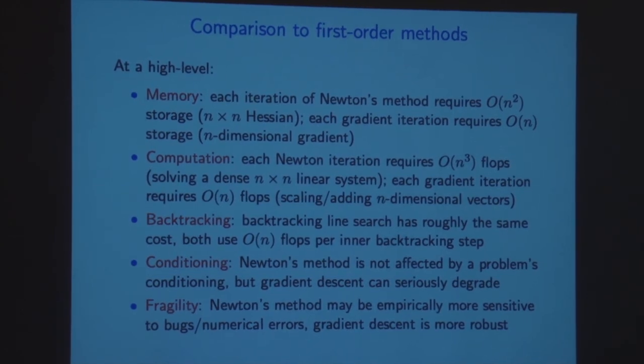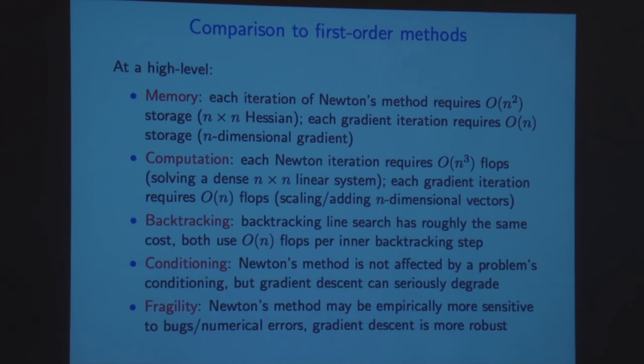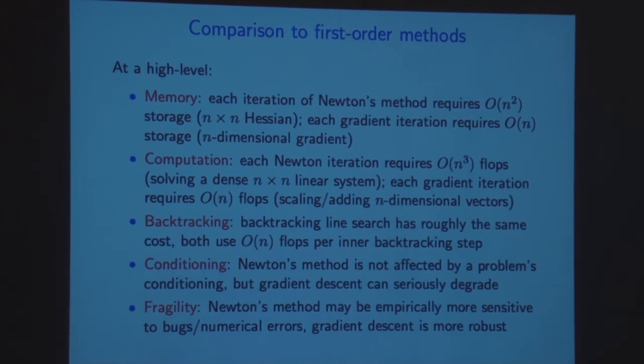Memory considerations. Each iteration of Newton's method requires n-squared storage, if we have a dense Hessian. So we have to actually store the Hessian, and that Hessian is recomputed at every iterate. Each gradient iteration only requires linear storage, because all I have to do is store the gradient vector. So if storage is an issue and the Hessian's dense, it's a big difference here. And memory is often an issue for very large problems.